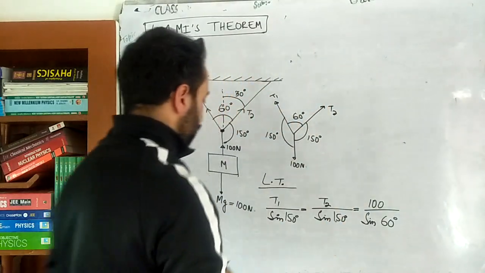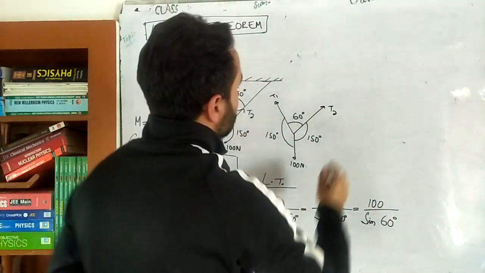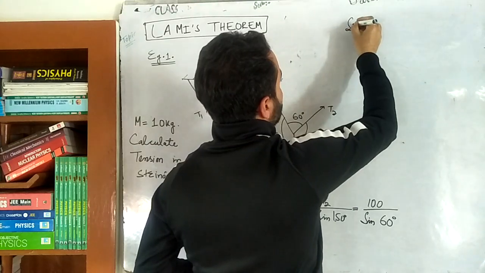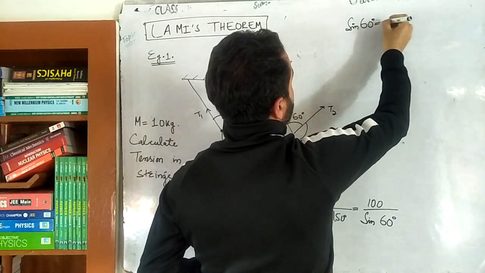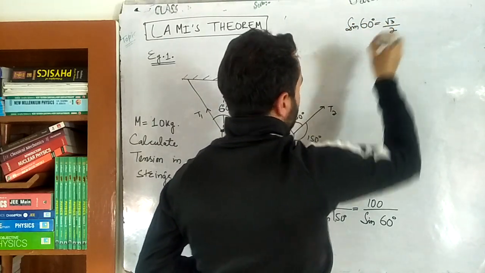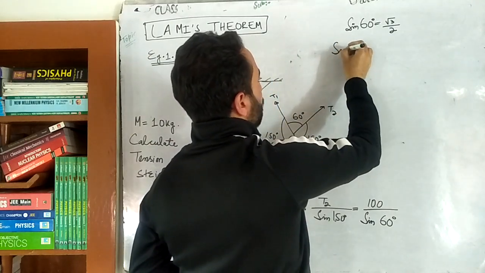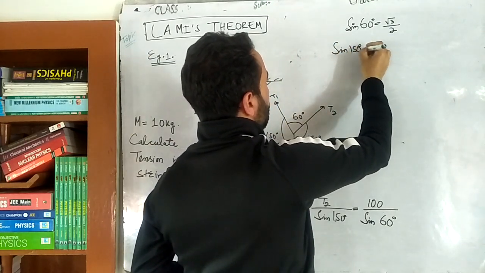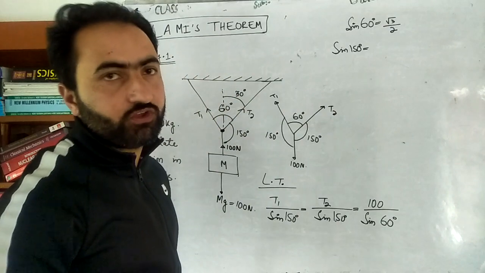Okay, beta. So first of all, let's try to calculate what's the value of this. You know the value of sin 60. It is in the first quadrant, so sin 60 is how much? It's obviously root 3 divided by 2. Now you want to calculate sine of 150 degrees. It's a second quadrant angle. Use the 90 plus theta rule.